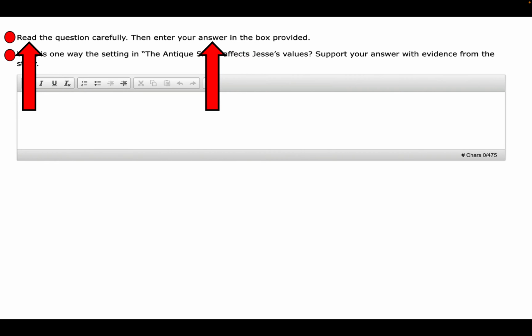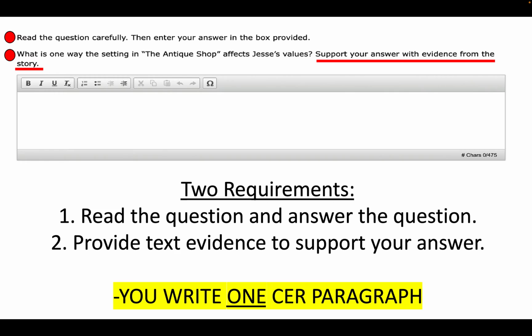So read and answer. Then it says, what is one way the setting in the antique shop affects Jesse's values? And then it says, support your answer with evidence from the story. So when I look at this question, I see that it just says to answer the question and support my answer with evidence from the text. There are only two requirements that this prompt is asking me to do: read the question and answer it, and then provide text evidence.